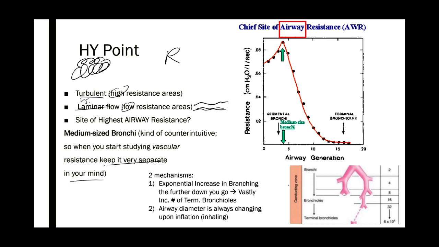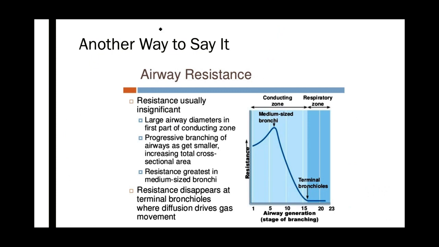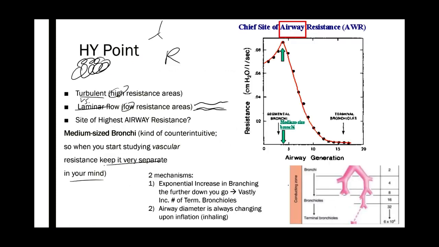As you can imagine, the higher resistance areas will tend to appear at branch points, anytime there's multiple branching, and in the case of the lungs, they occur in the conducting zone. So if you look on the graph over here, the trachea, and then you get the bronchi, and when it hits the medium-sized bronchi, that's kind of a buzzword for this, because the medium-sized bronchi are the point of the airway that has the highest resistance to airflow.